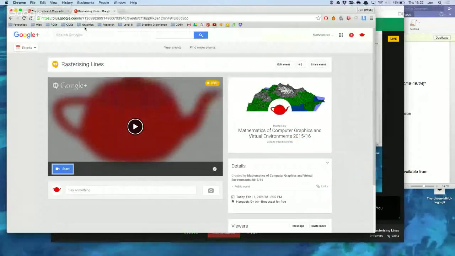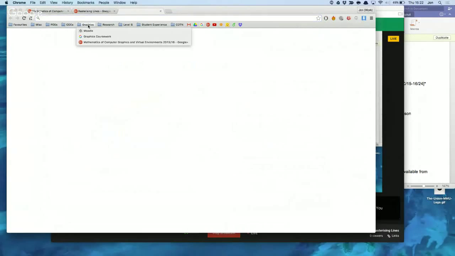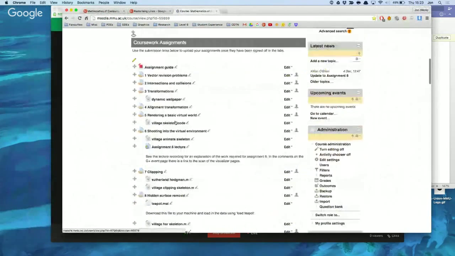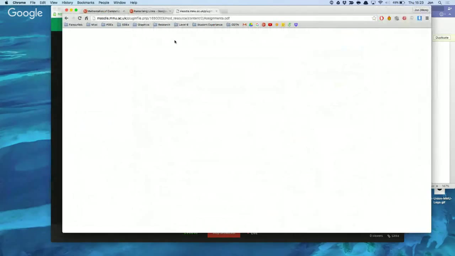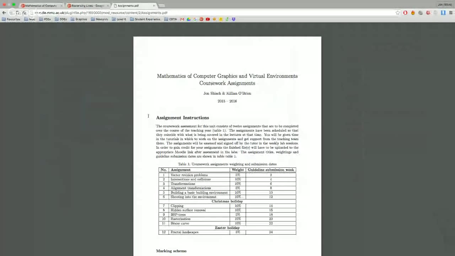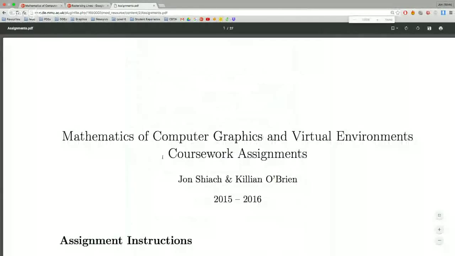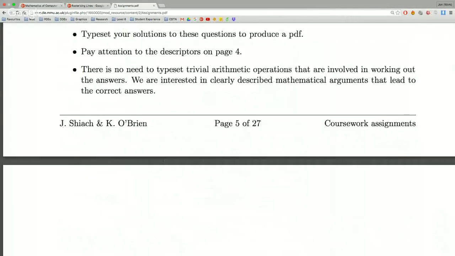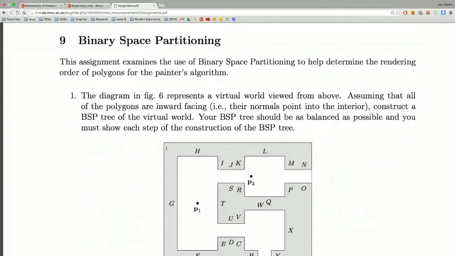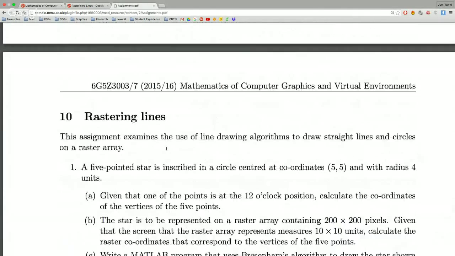We're going to have a break in a second, but what I wanted to do just before then is pop over to Moodle again. Let's bring up the assignments. Right, where's the raster assignment? Binary space partitioning, okay. Rastering lines.